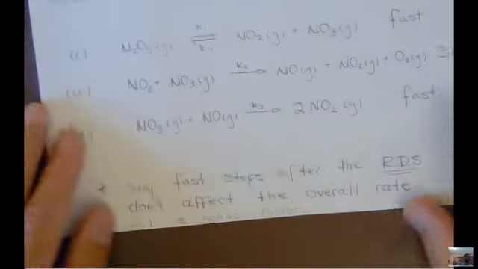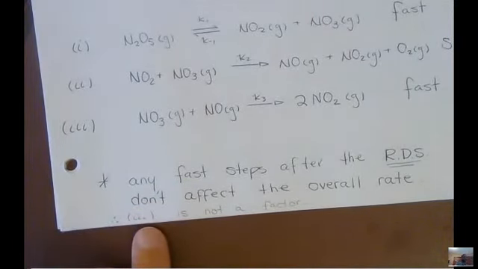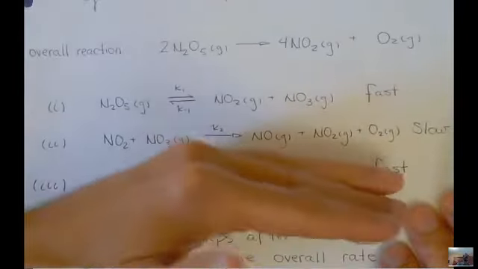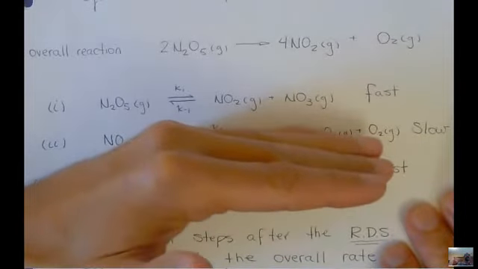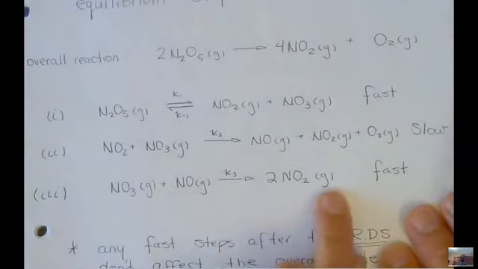So this is a cool one. Any fast steps after the rate determining step don't affect the overall reaction. So step 3 is not a factor. Well, we already knew that. So I don't have to worry about this because it goes so quickly after that. So it's like forever. So this one goes super fast. So we can ignore the third step.